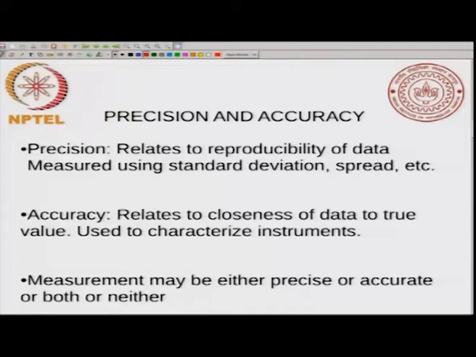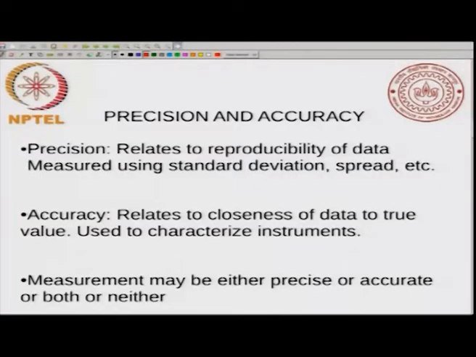However, on the other hand, precision is related to the reproducibility of data, and this can be measured just using the data. So, just using the data, you can tell how precise it is by calculating things like standard deviation and spread. Okay. And again, I emphasize that a measurement may be either precise or accurate or both or neither, and all things are possible. In this part of the course, we will be mostly interested in quantifying the precision of the data.